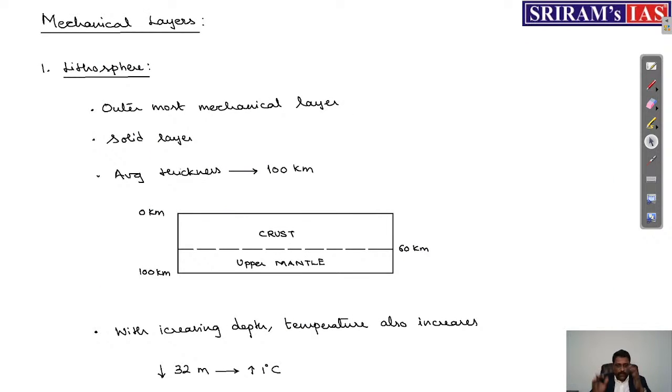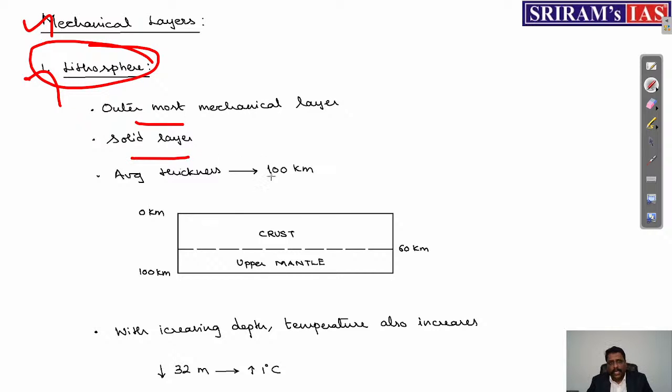Right. So the composition layer is very important, but in order to have completeness, I am also discussing the mechanical layers. In terms of mechanical layers, my dear friends, the outermost layer, we call it what? Lithosphere. And it's a solid layer. Average thickness is somewhere around 100 kilometers.